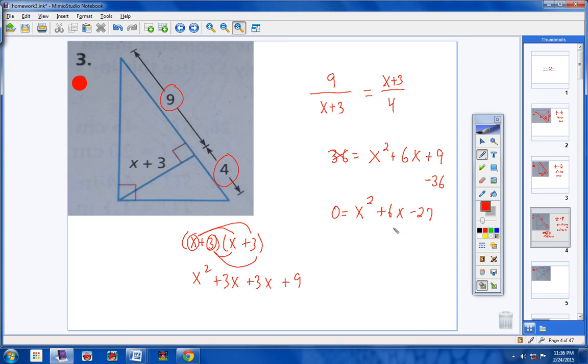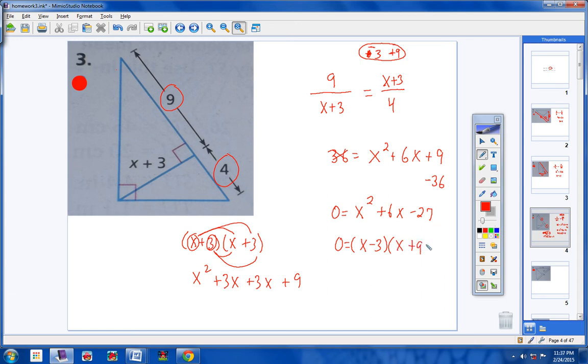So you say to yourself, what two numbers when multiplied together give me a negative 27, but when added together give me a positive 6? Well, I think of a positive 3 and a negative 9. If you multiply those two numbers, you get negative 27. I got it backwards, sorry about that. Negative 3, positive 9, there we go. If you multiply those, you'll get a negative 27. But if you add those, you'll get a positive 6. So the factorization would be x minus 3, x plus 9.